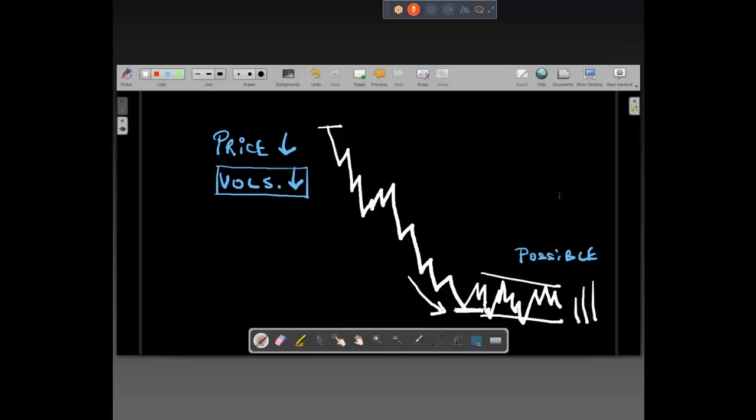To answer your question in a simple line: if the volumes shrink with the price falling, theoretically, the downtrend is not that strong. But the downtrend not being that strong does not always mean that it's going to lead to an uptrend. Wait for some volume spikes.